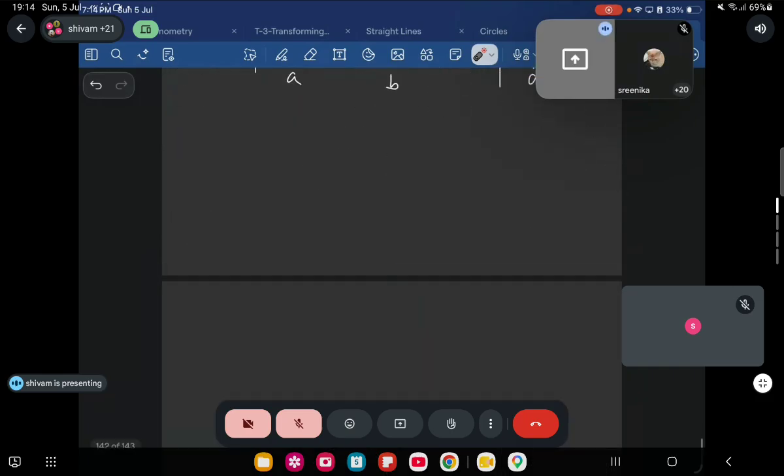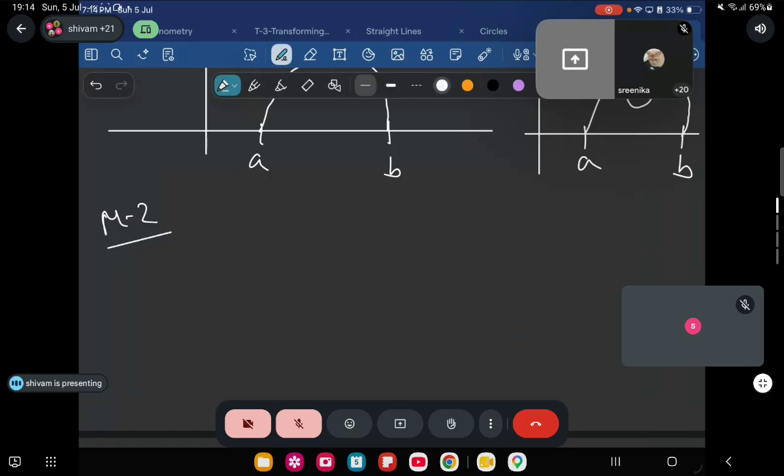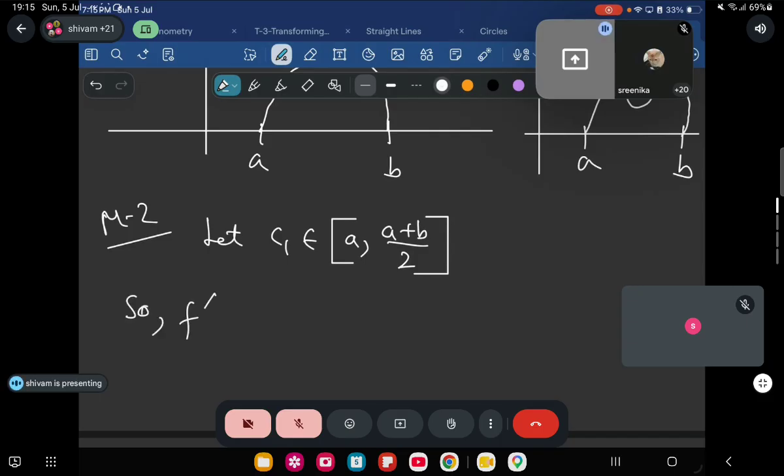Okay everyone, Cauchy's theorem. Pay attention. Method 2. Over here I am going to take multiple intervals. Let us take one interval. Let C1 belong to a comma a plus b by 2. Okay everyone. So what is f dash C1?